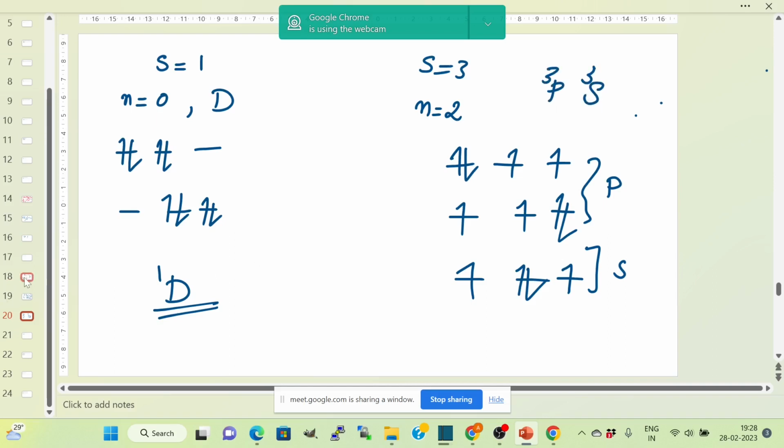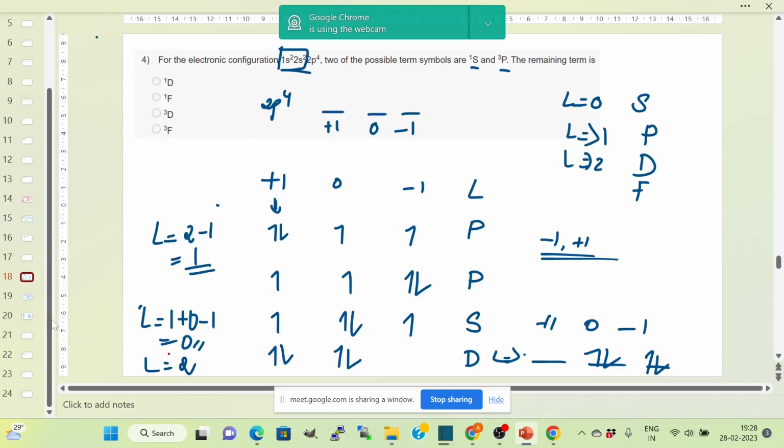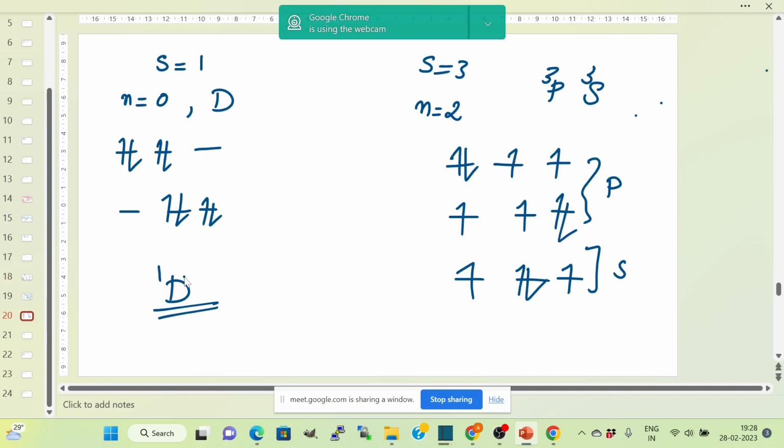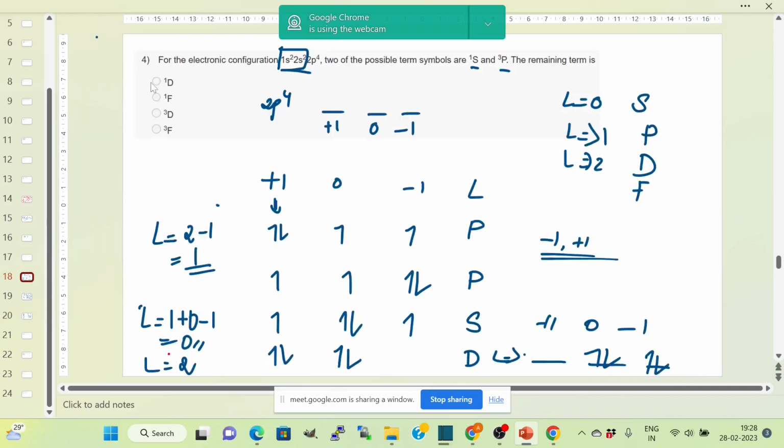So let us see, in the question, 1S and 3P were already identified. Then from the options, it is clear that 1D is the one, right? So we have also identified another state that is possible, that is 1D. So from the options, we can identify this.